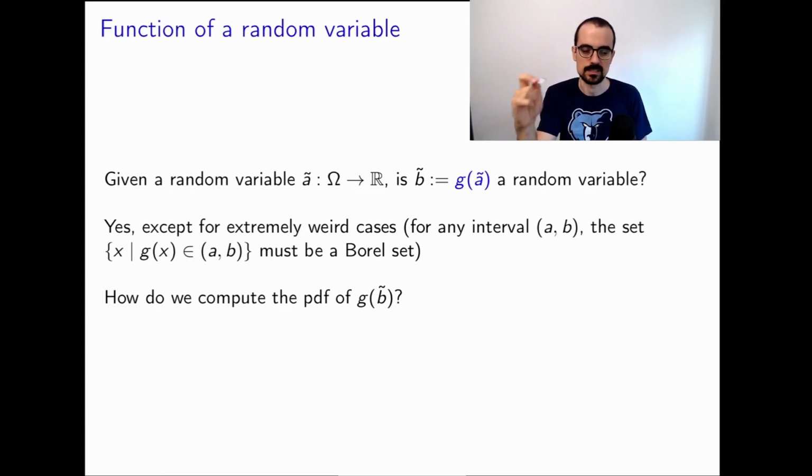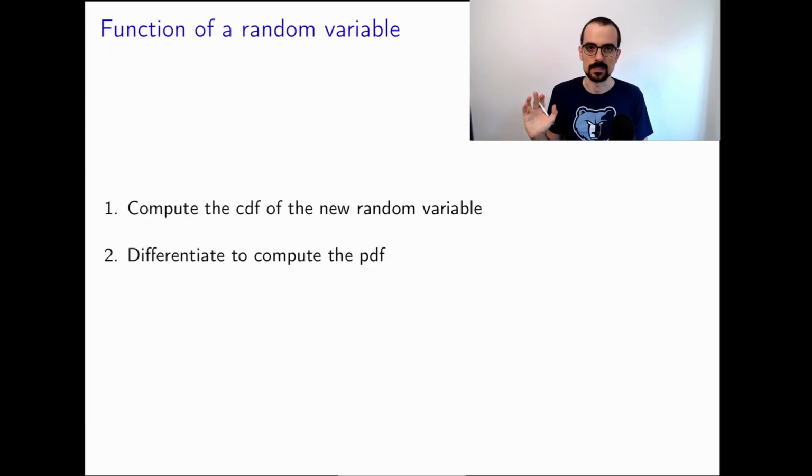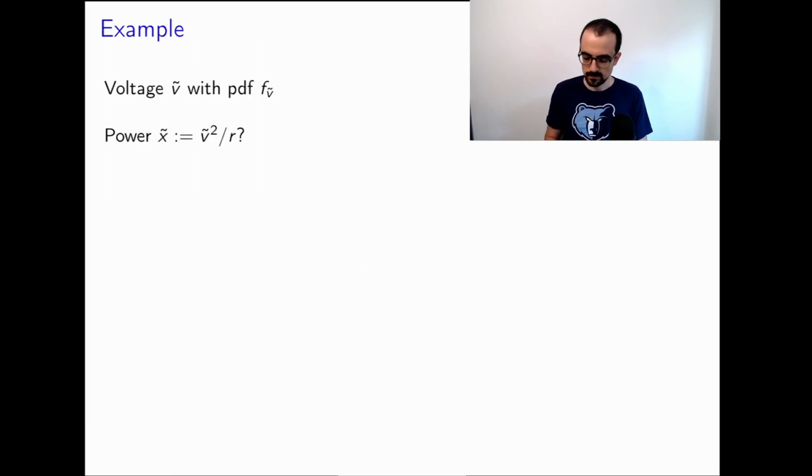That's going to be easy because I just need to express the new quantity in terms of the old quantity, and I know the density of A, or I know something about A. And then I'm going to take the derivative of F. So I like to compute the CDF, again, because it has an interpretation as a probability, and then you can just differentiate it to compute the PDF. This is best illustrated through an example. So let's imagine that we know the voltage in some electrical circuit, and the voltage has a density that we know.